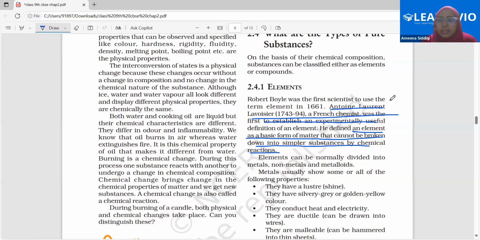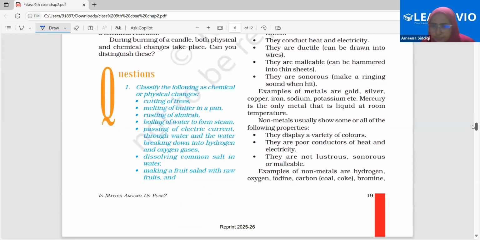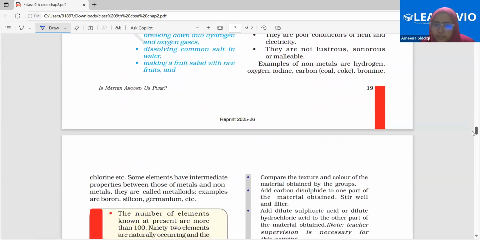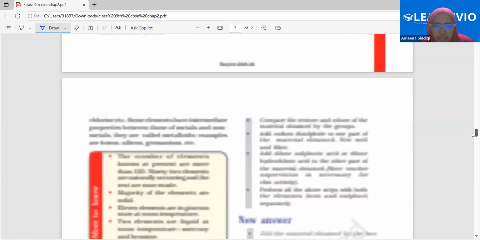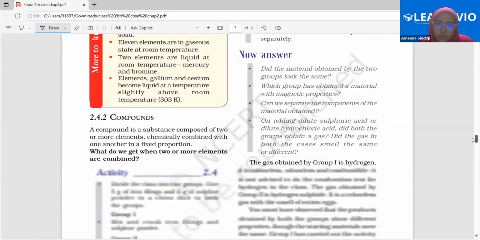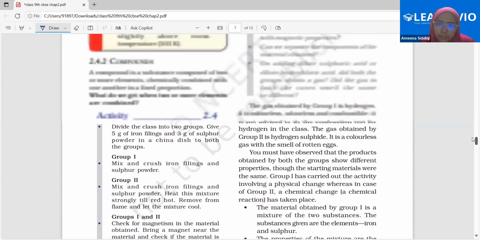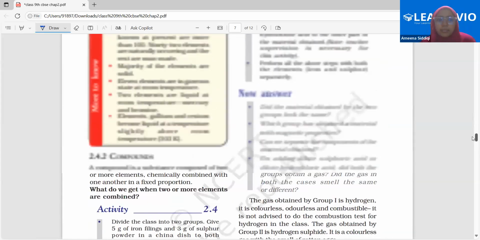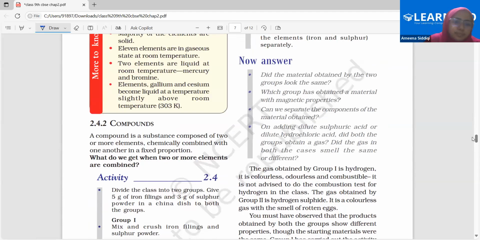The next is the metals, non-metals. I think we have clearly discussed all the details. So from my side, this part is complete. Tell me, did you go through these activities, beta?